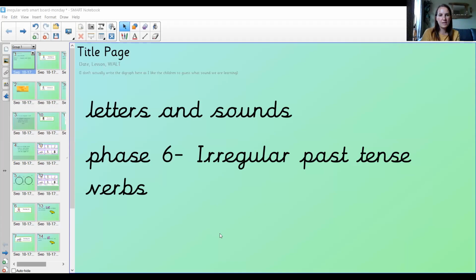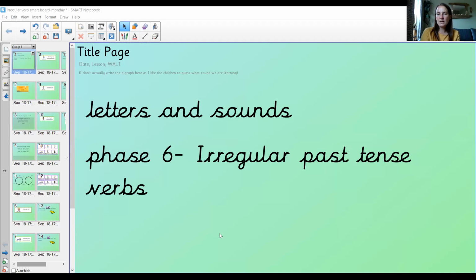So I'm going to share my screen. So here we go. Lesson sounds, phase 6, irregular past tense verbs. Let's just quickly unpick that. So irregular means it's not regular. Regular means the same as what we always know, but this is irregular, so it's not always the same.